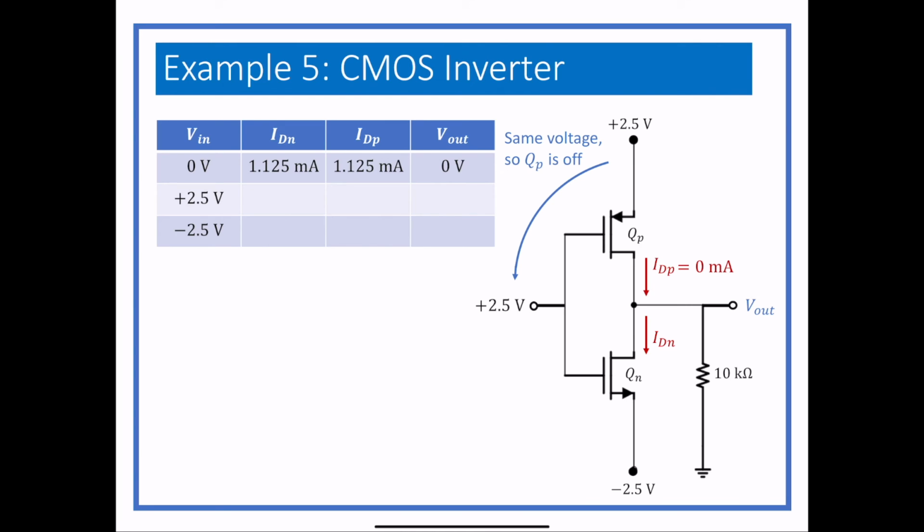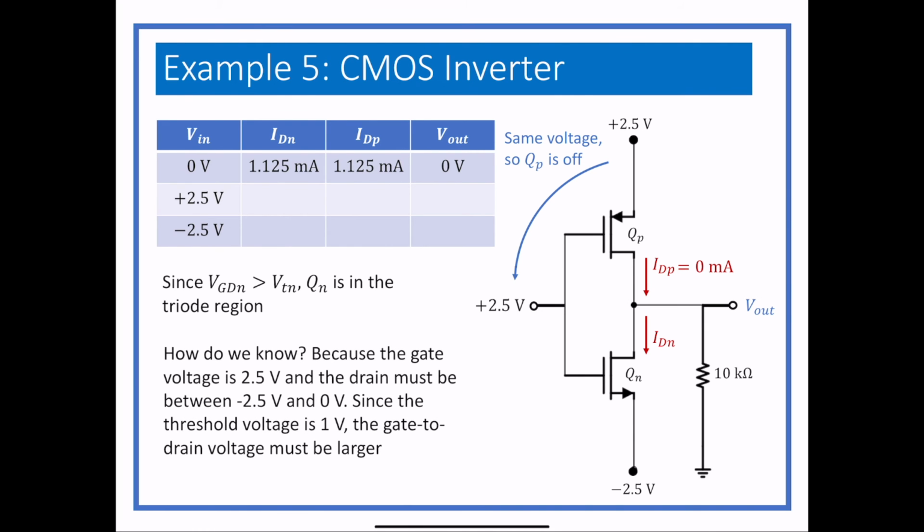And this basically means that the other transistor is going to end up being in the triode region. Why do we know this? Because the gate voltage is 2.5 volts, and the drain has to be between negative 2.5 and 0. There is no other option. So the threshold voltage is a volt, and the gate to drain voltage then has to be greater than that. Because it's greater than that, it's actually in the other region of operation. It's not in the saturation region. It's actually in the triode region when it operates.